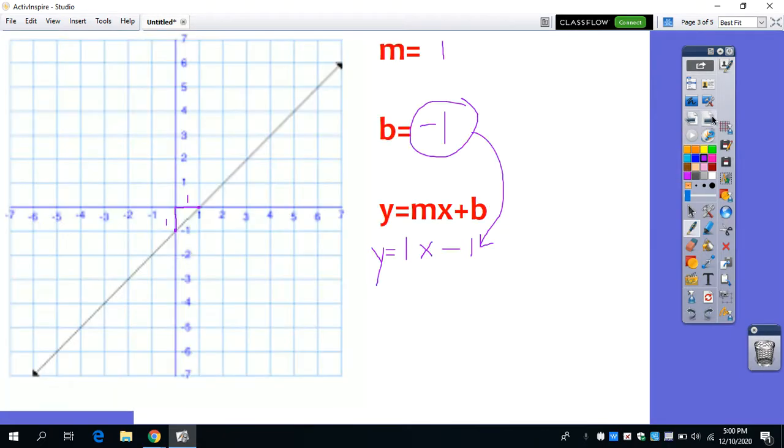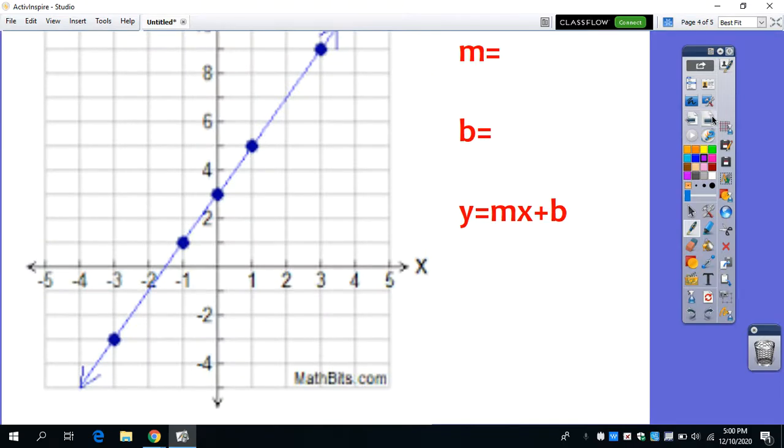Okay, now let's do this one next. I'm going to look for my y-intercept first because it's the easiest. This right here is a 3, obviously because it's between 2 and 4. So my y-intercept right away is 3.